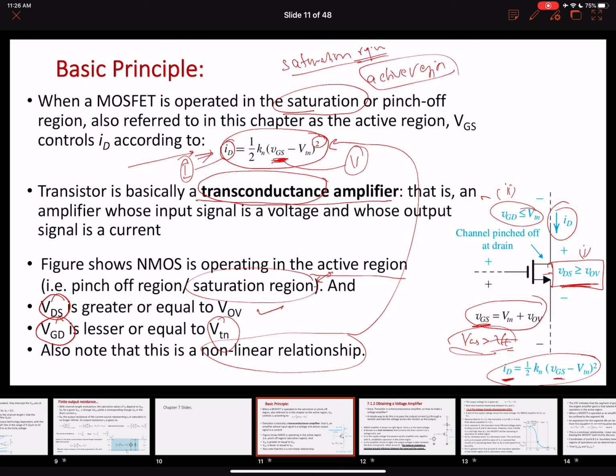So how can we obtain an output voltage? Very simple. You can just pass that current through a resistor and take a voltage across it, right? The potential drop across that resistor will be proportional to the changes in the drain current, because our resistance is going to be the same. So this is how we can build a voltage amplifier.